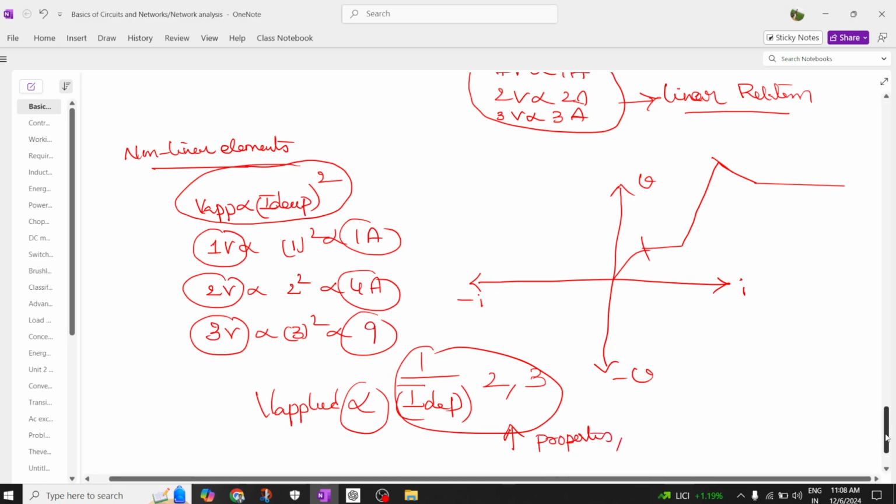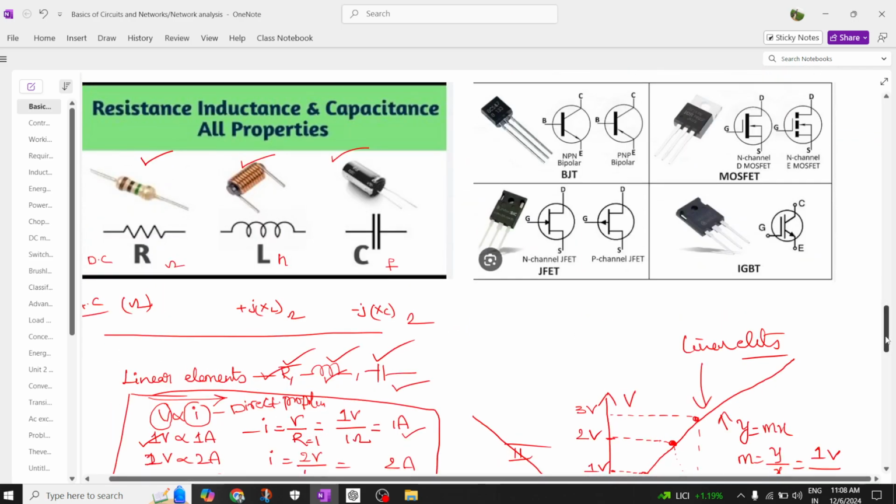All electronic devices exhibit it. So what are those electronic devices? You have bipolar junction transistor, metal oxide semiconductor field effect transistor. This is nothing but junction field effect transistor. This is insulated gate bipolar transistor. You can see here all are transistors. Transistor means transfer of resistance from input to output. That's why they are called transistors. So these elements' behavior is linear, but these elements' behavior is non-linear. The applied voltage and current are non-linear. Sir, why non-linear? Because these are designed like this.